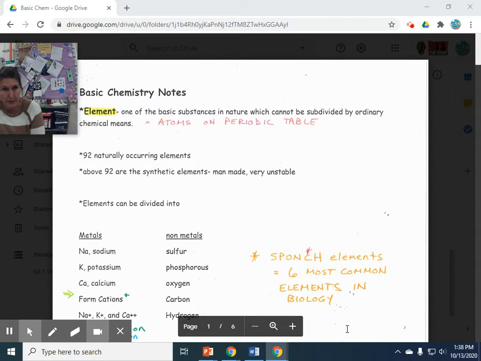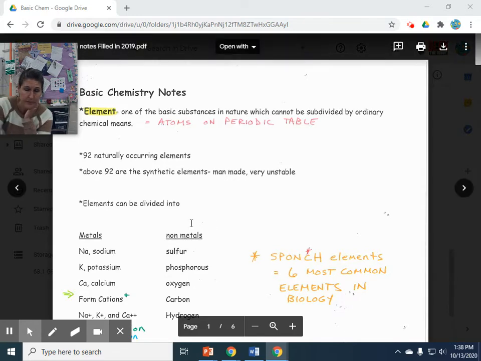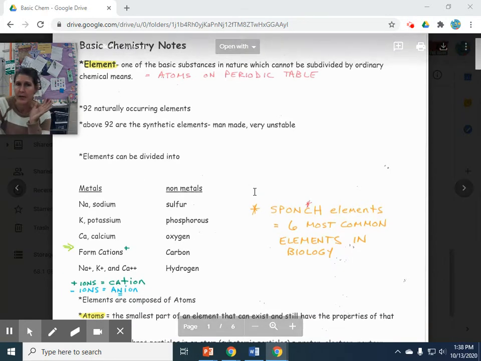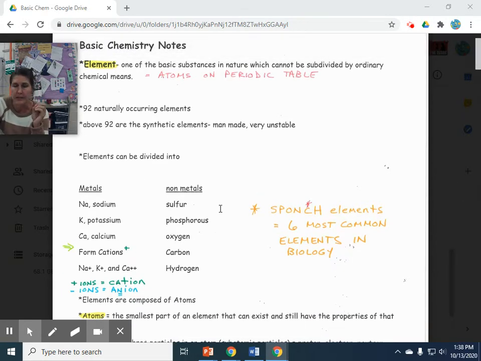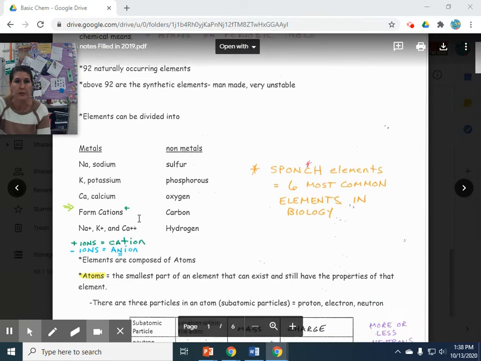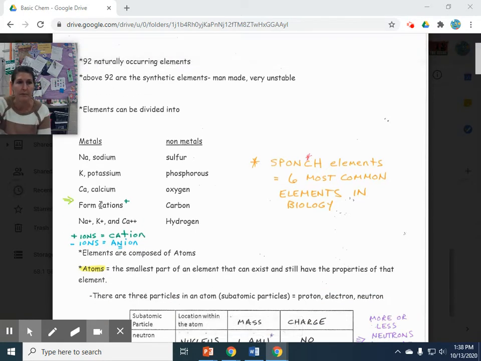You guys should know that there are 92 naturally occurring elements. Anything above 92 is basically synthetic elements, meaning that they're man-made. Usually they're going to be very unstable as well. In chemistry, you guys probably went through and divided your periodic chart or table into your metals, your nonmetals, your gases. I'm not too worried about that, but you guys should be able to identify some of them.